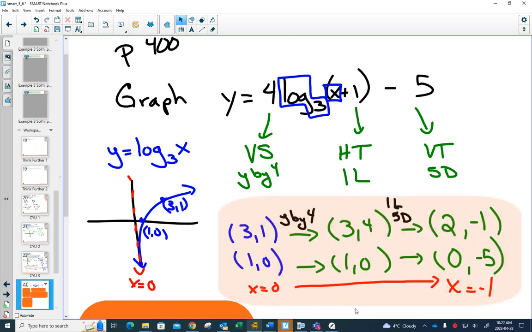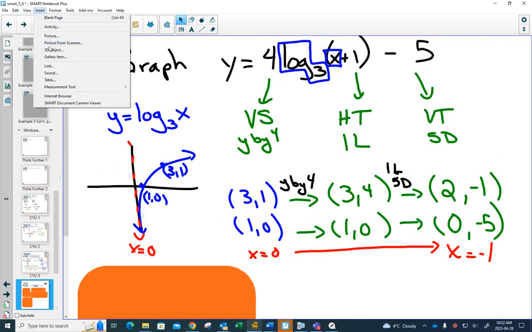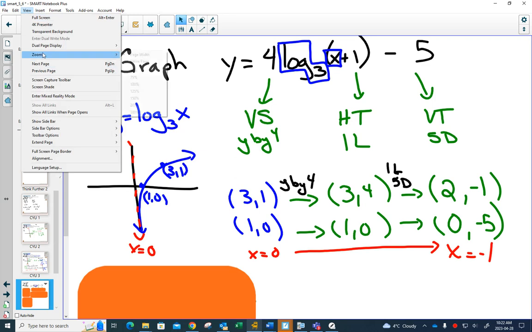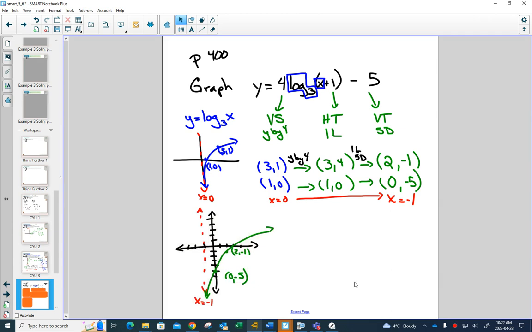So if we look at our points and where they go, this time our asymptote's going to move. And then we label those new points and our new asymptote. And this is our final graph.